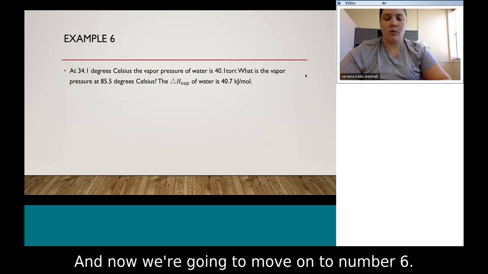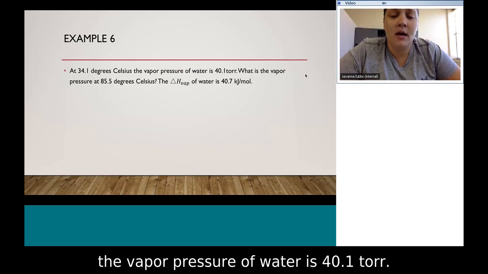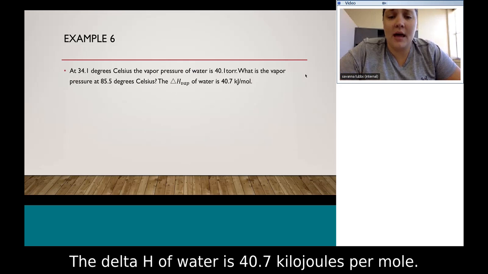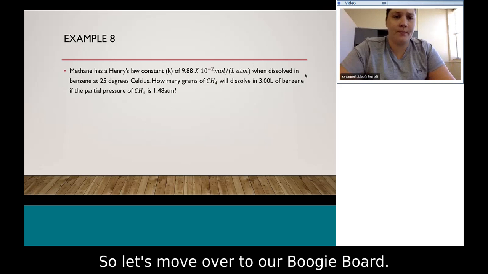And now we're going to move on to number 6. At 34.1 degrees Celsius, the vapor pressure of water is 40.1 torr. What is the vapor pressure at 85.5 degrees Celsius? The delta H of water is 40.7 kilojoules per mole. So let's move over to our boogie board.